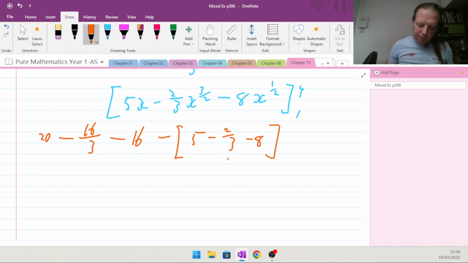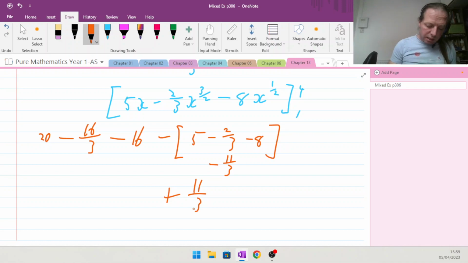So 5 minus 2/3 minus 8 gives us minus 11. So it becomes plus 11 over 3. 20, take away 16 thirds, take away 16 is minus 4 over 3. Plus 11 over 3. 7 thirds.